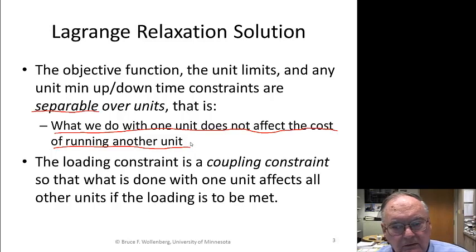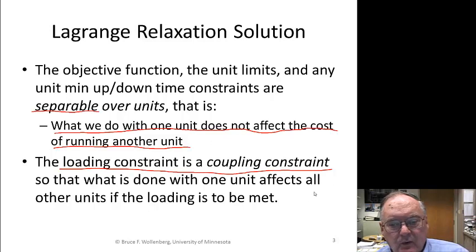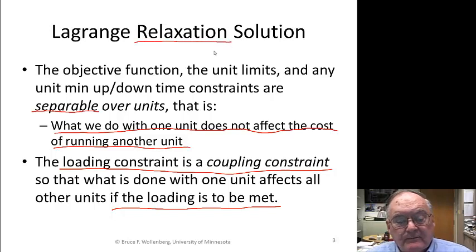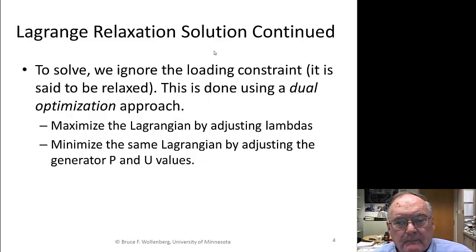Now, it certainly will be affected through the loading constraint, and that's why I say the loading constraint is a coupling constraint, so that what is done with one unit affects all others if the loading constraint is to be met. And we've got this word relaxation up here, and what that means is that for one part of the overall solution process, we act as if one of the constraints isn't there, and then we solve. So we'll see what that is.